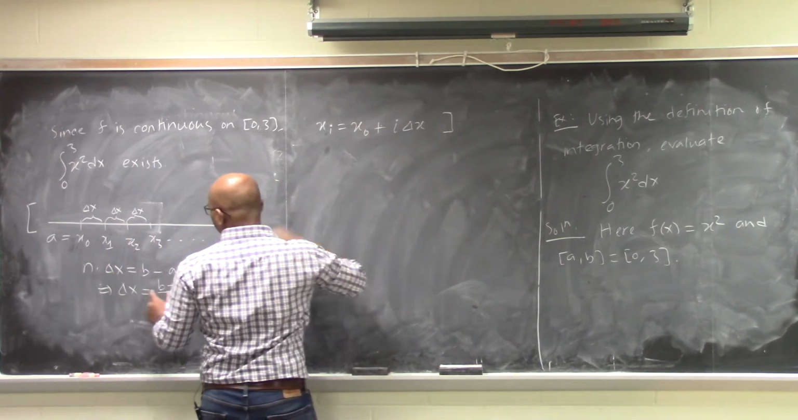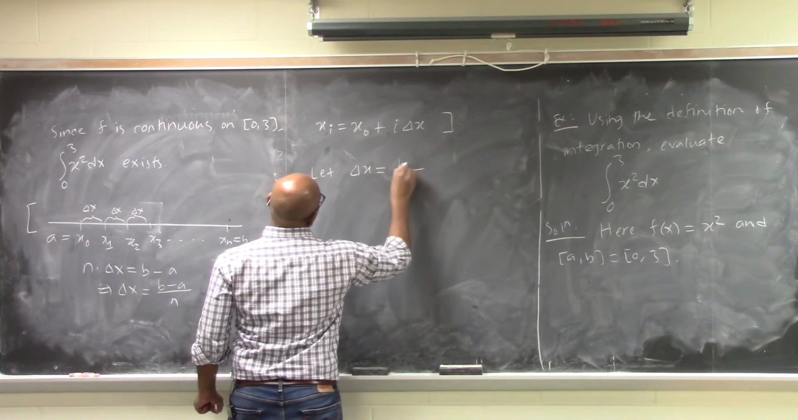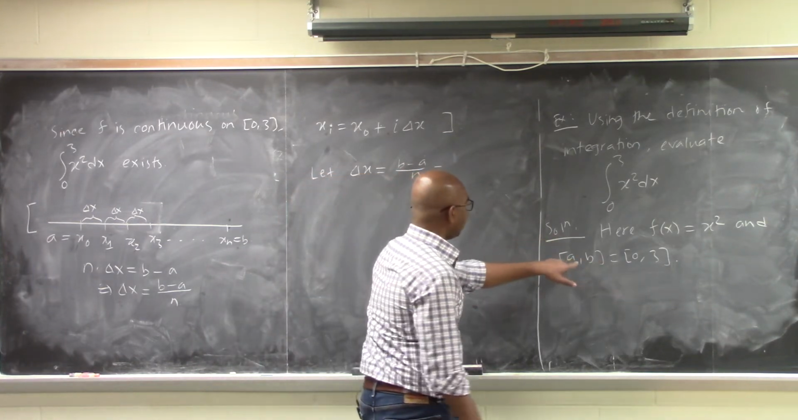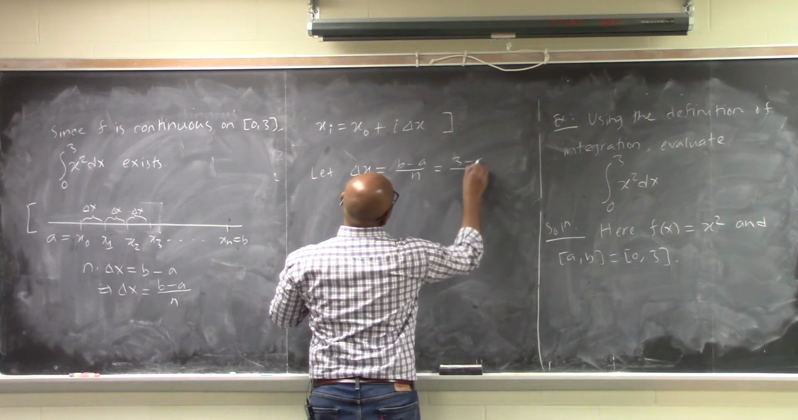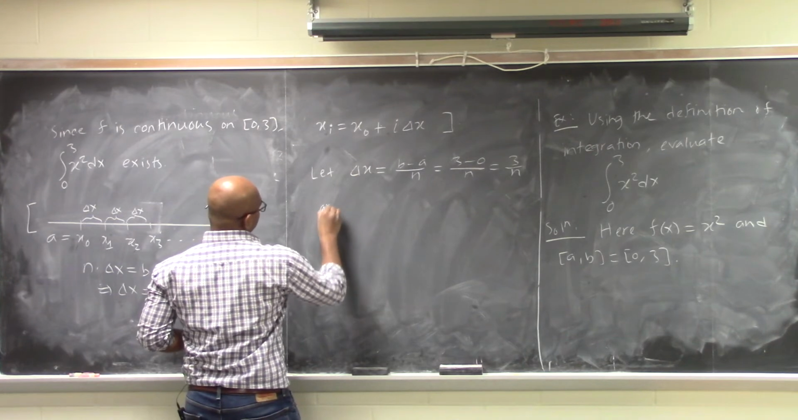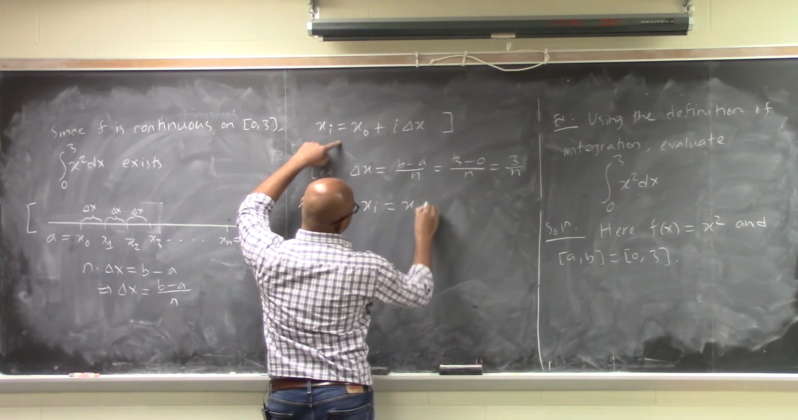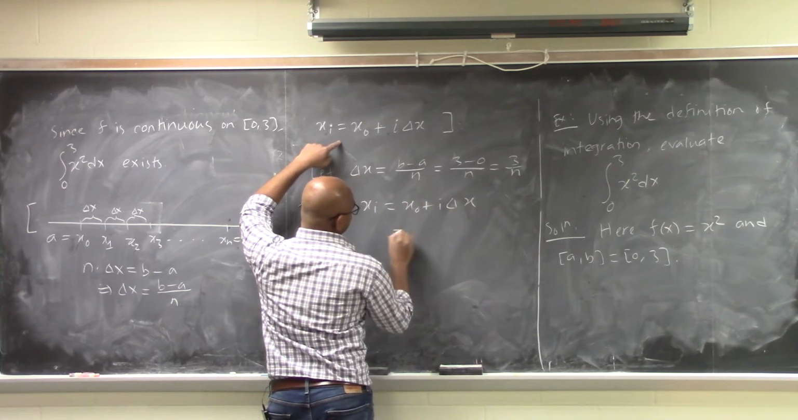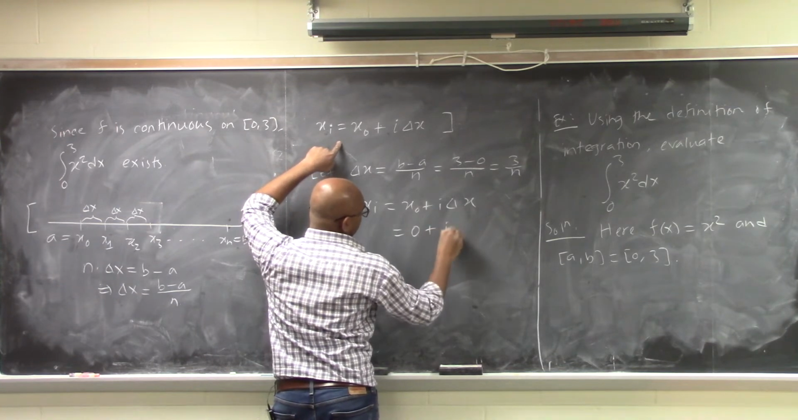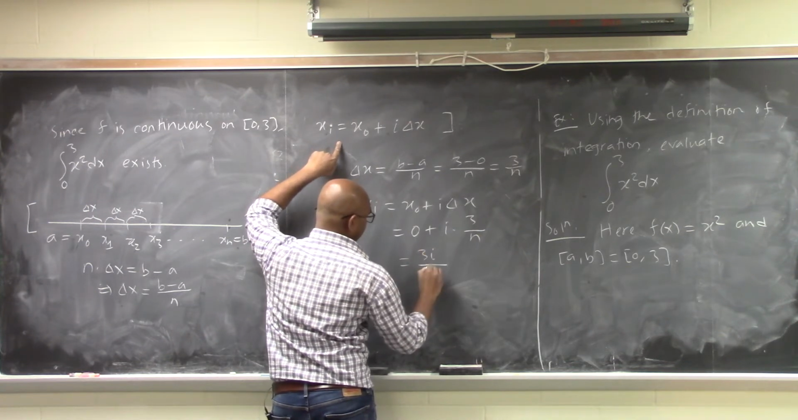So we are going to use this and that here. So let delta x equal b minus a over n. Now for this particular example, my b is 3, a is 0, right? So this is 3 minus 0 over n, which is 3 over n. Okay. And x sub i equals what? This formula, x sub 0 plus i times delta x. And now x sub 0 is a, which is 0, plus i times 3 over n. Okay, so this is 3i over n.